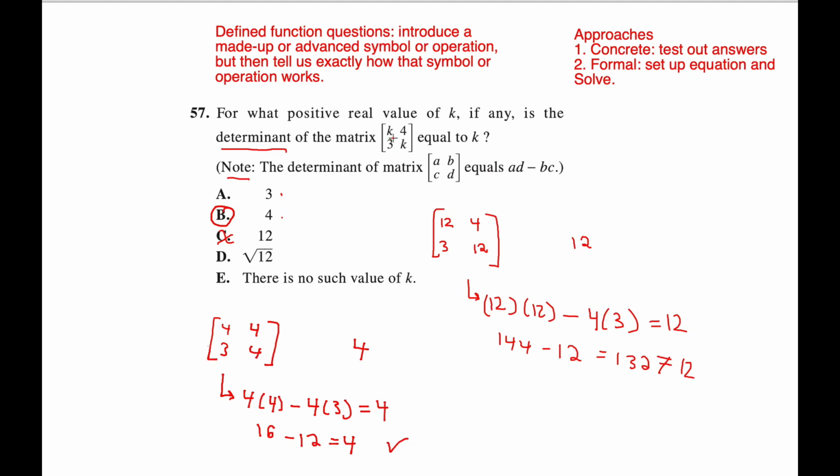So using the letter k, a times d here would be k times k, which is k squared. And then we're going to subtract b times c, which in this case is 4 times 3. And we are trying to set up this determinant such that it is equal to k. So we're just going to write k on the other side of this equation.